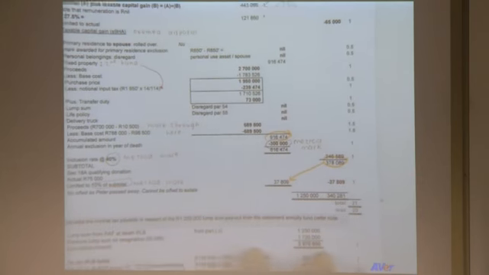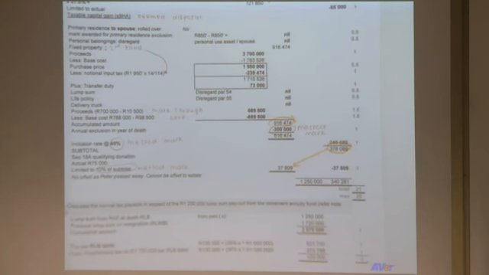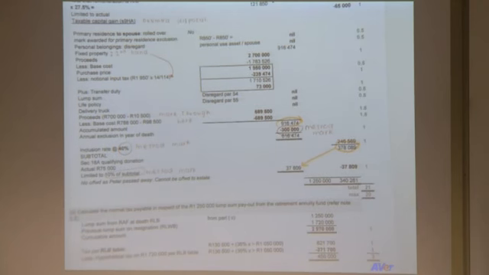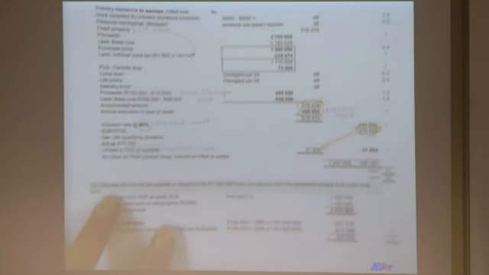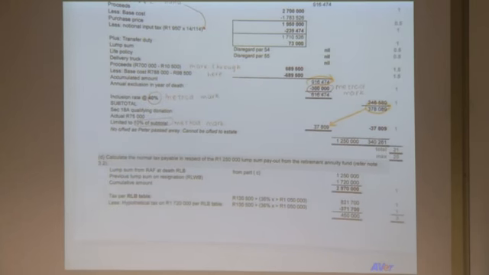Okay, that was it for question C. Do you guys have any questions on question C, 2C? Okay. And then question 2D was calculate the normal tax payable in respect of the lump sum payout from the retirement annuity fund. Okay, most of you did quite well in this question.